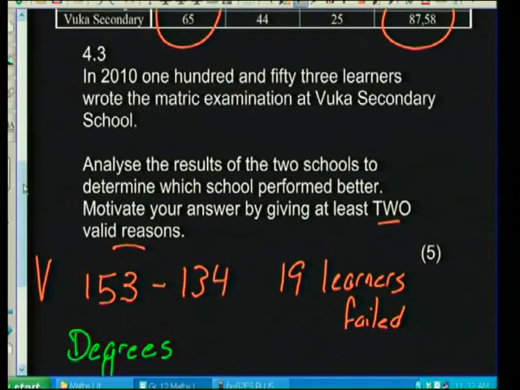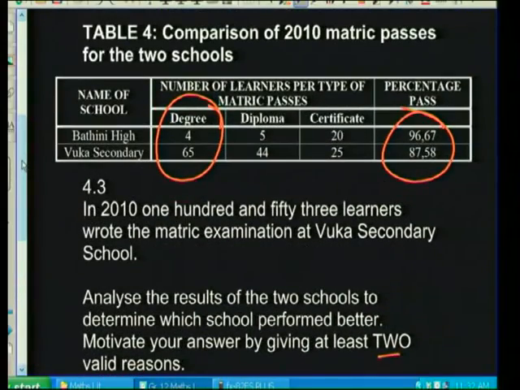And we can do that for the two schools. We can carry on analysing the two schools and work out who did better in each kind of category. So I'm going to go with, in actual fact, it's probably more important for us to get degrees, and Vuka did much better than Bethany.